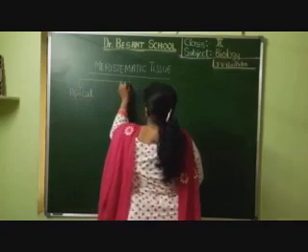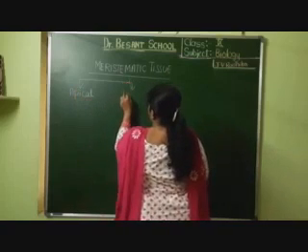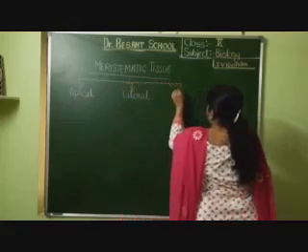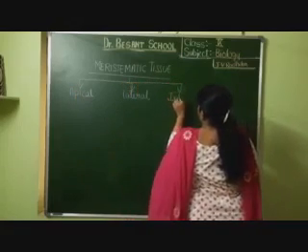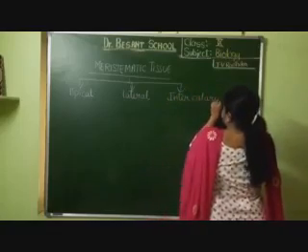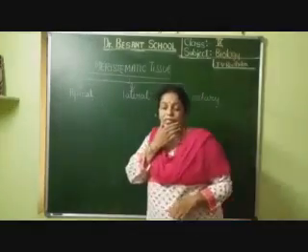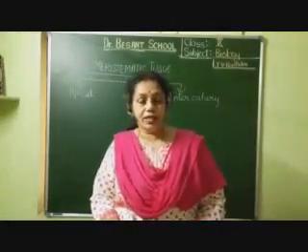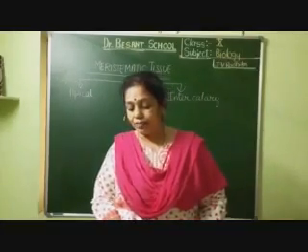One is apical meristem, one is lateral meristem, one is intercalary meristem. Okay, three types of meristematic tissue we have seen. So where is this lateral meristem, intercalary or apical meristem present?